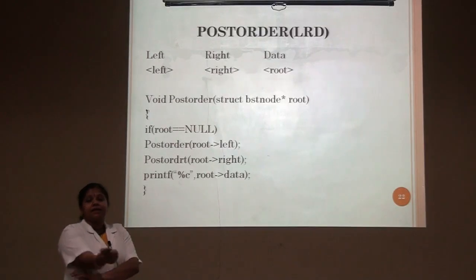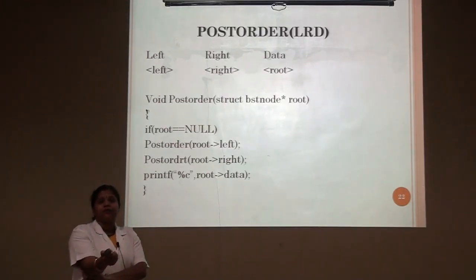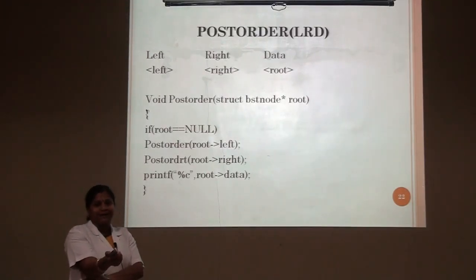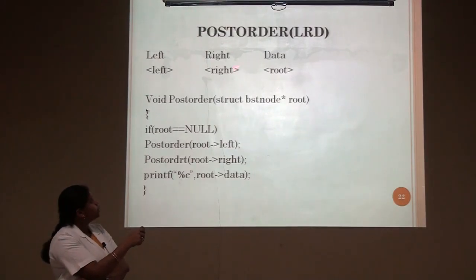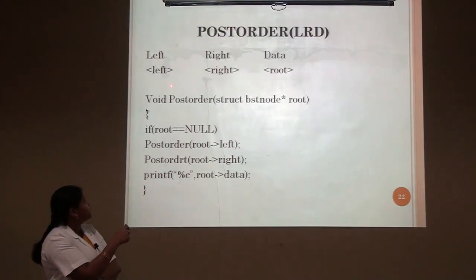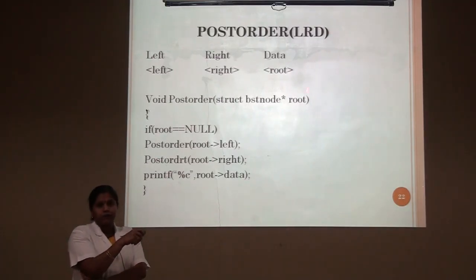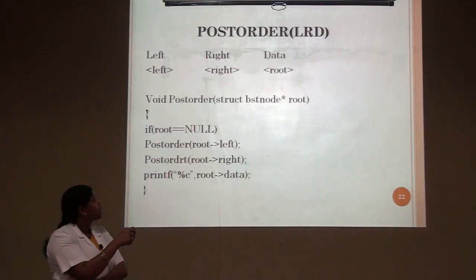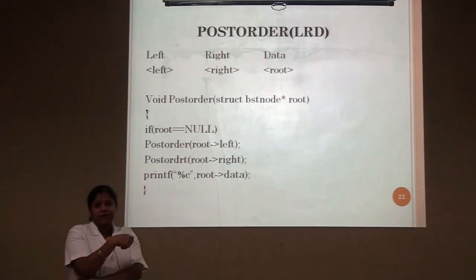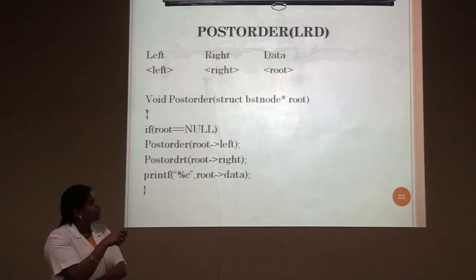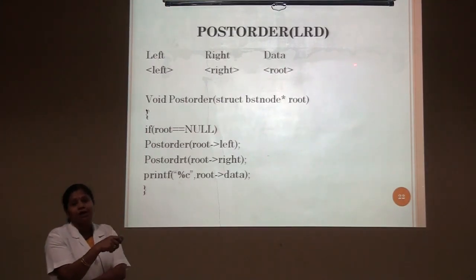Next, the last type, the third type of depth first tree traversal, is the post-order tree traversal. So what does post-order mean? After visiting left and right, we will go for the root. The root is visited at the last. That's why we call it post-order tree traversal. So if the root is visited first, it means pre-order; if the root is visited in the middle, it is in-order; if the root is visited at the last, it is post-order tree traversal.